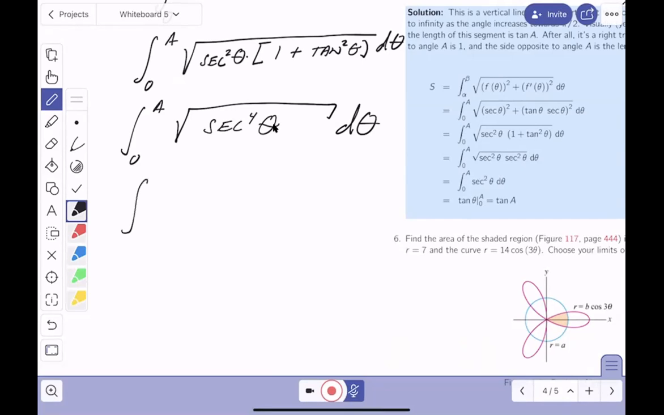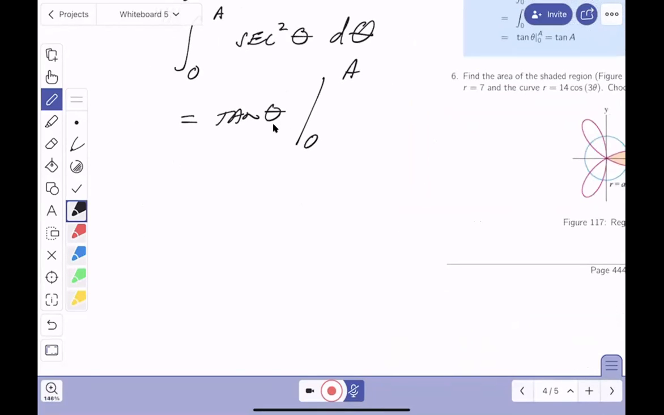Well, I can definitely do that. What do I get over there? 0 to A, and that would be secant squared theta d theta, since I'm taking the square root of that. Do I know a function that differentiates to secant squared? I sure do. It's the tangent of theta. What are my limits of integration? 0 to A. Let's write this down. This will be tangent of A minus the tangent of 0, which just turns out to be the tangent of A.